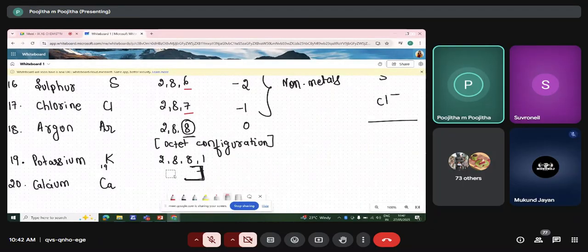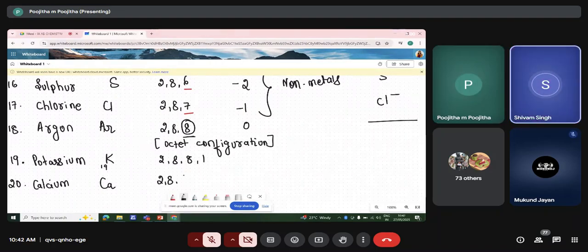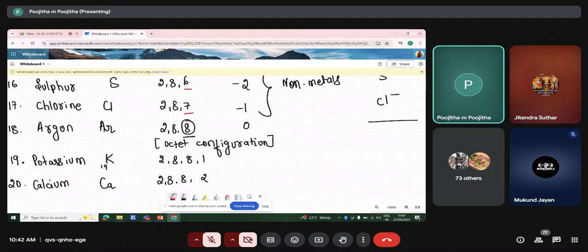That is why potassium's electronic configuration is 2, 8, 8, 1. What about calcium? Continue the same trend: 2, 8, 8, 2. So what do you observe here? Potassium has 1 electron in its valence shell. Calcium has 2 electrons in its valence shell.